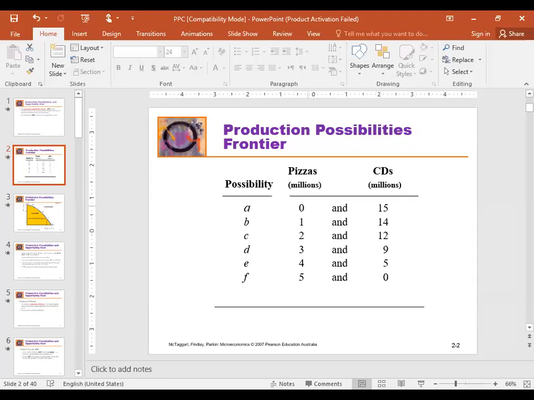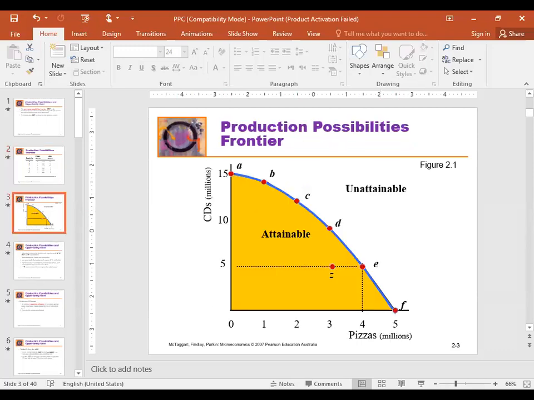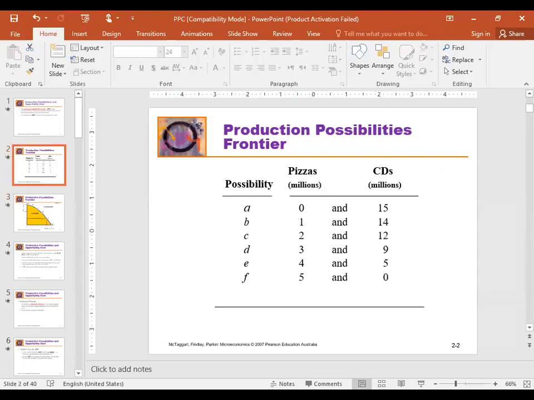If he decides to produce 0 pizza, he will be able to produce 15 million CDs. Remember, these are in millions, okay? This is the first possibility, and when we graph it on our graph, it'll be point A. Point A on the production possibility curve, or the frontier. If we go to point B, if Ahmed decides to produce 1 million pizzas, he's going to have to produce 14 million CDs.